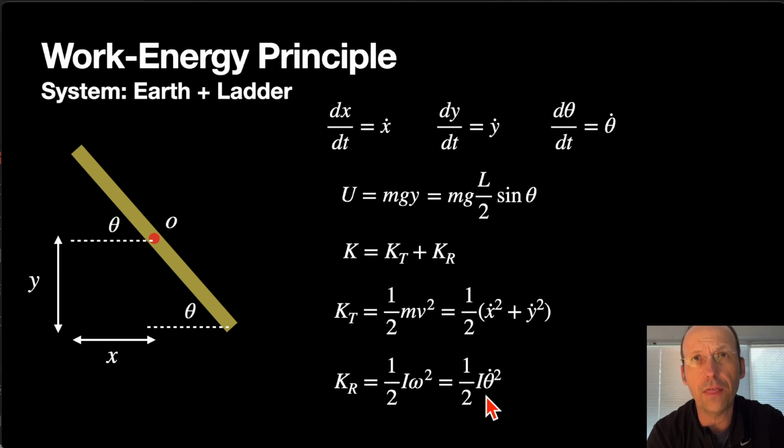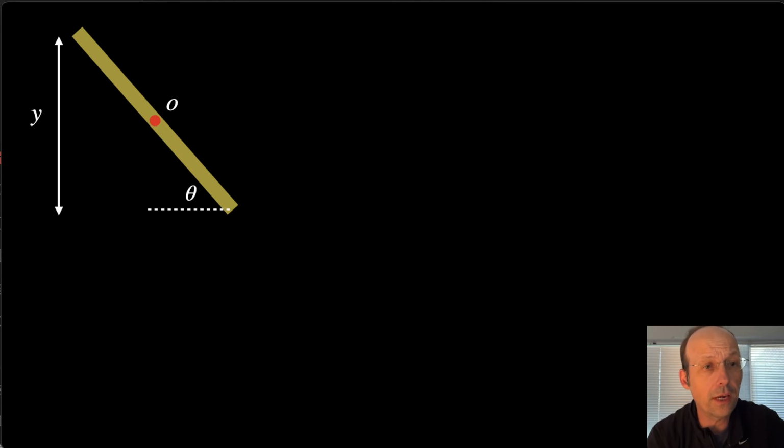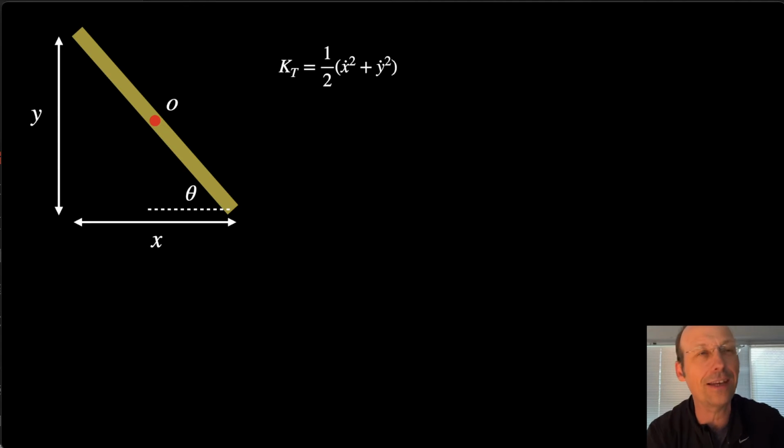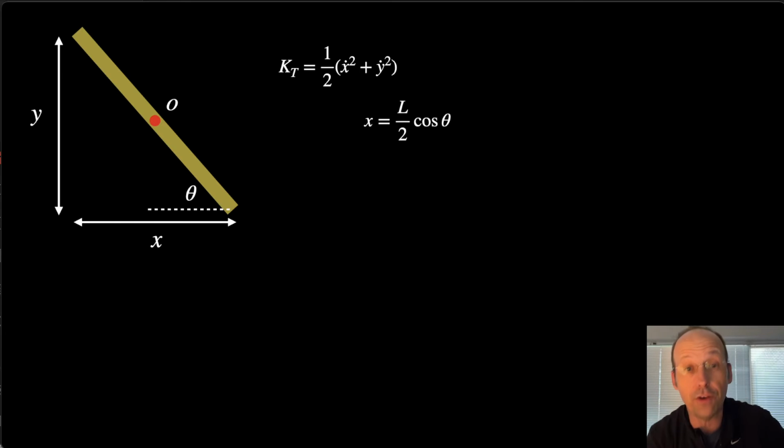So I have 1/2 I theta dot squared. Those are my two kinetic energies. Here is my ladder, and there's my x. My translational kinetic energy, I left off, so I just copied it. Then for my x, I need to find x dot and y dot.